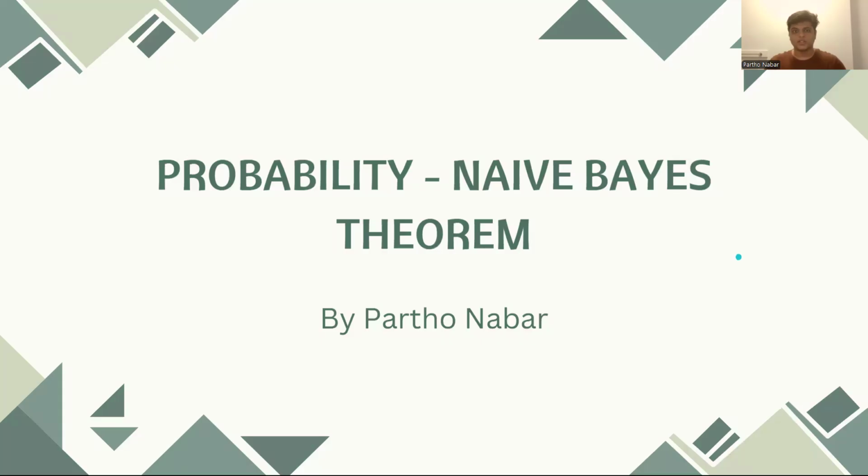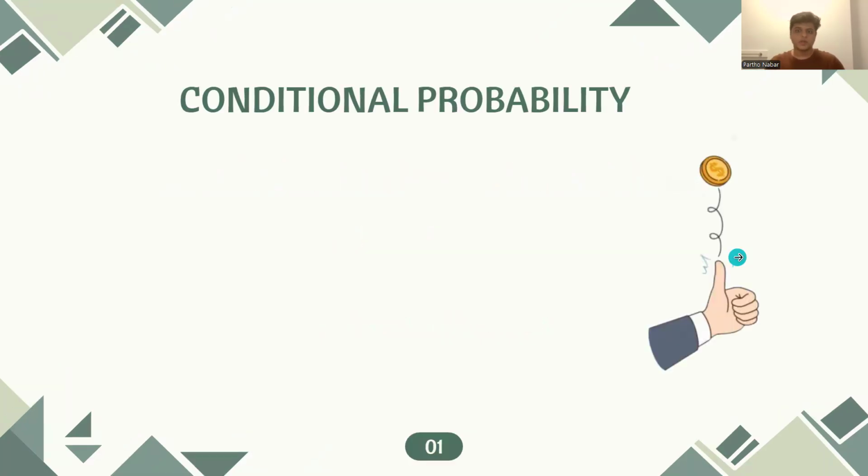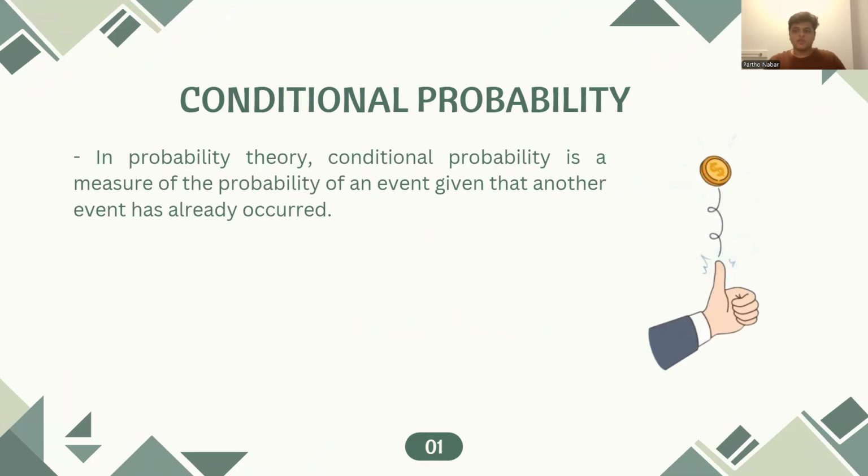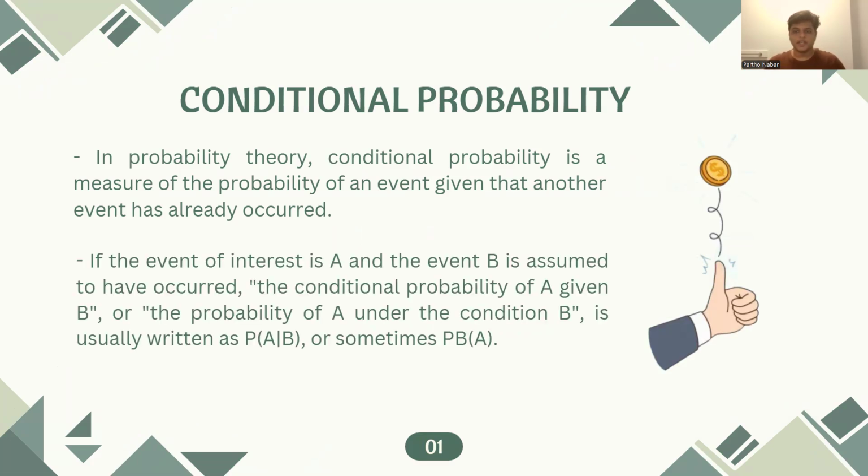Before we get into the naive Bayes theorem directly, let's just check out one simple thing: conditional probability. It's the probability of one event happening given that another event has already occurred. It's usually written as P of A given B. It's the foundation of Bayes' theorem. Basically, how we update what we believe when we get new information.